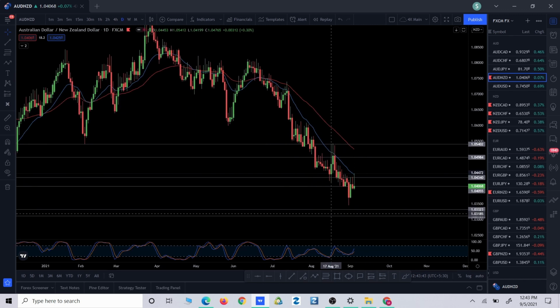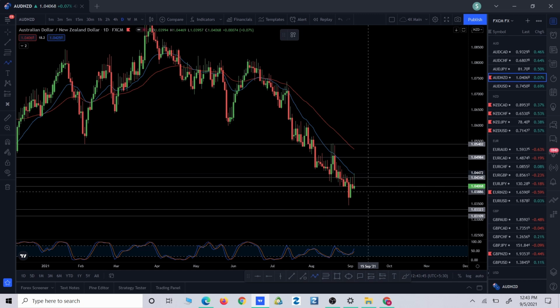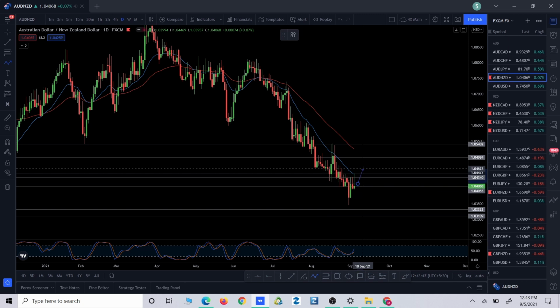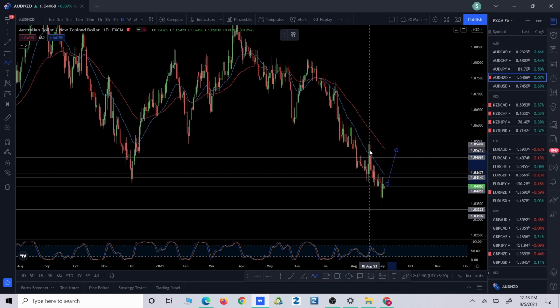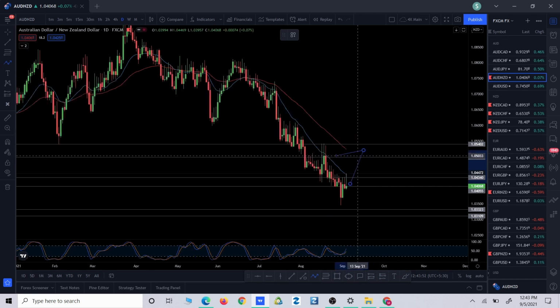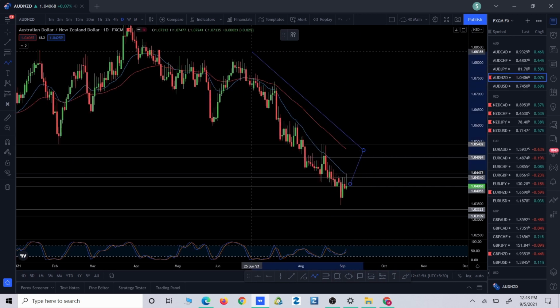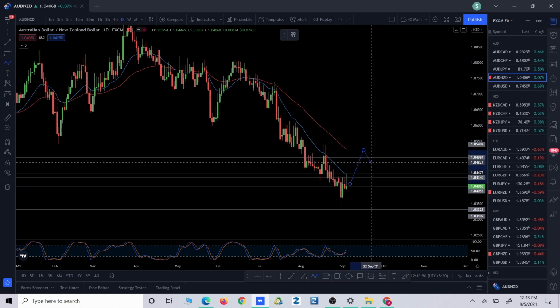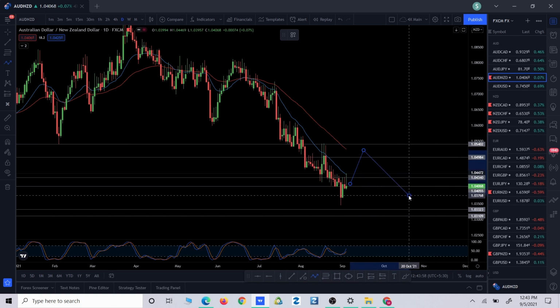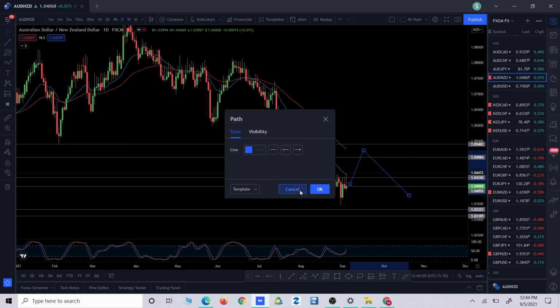So if we talk about a possible trading setup in this market, we can expect the price to pull back higher into the previous resistance, or the previous high, or the lower high of this downtrend, and then we can look for any kind of opportunity to go short in this market.